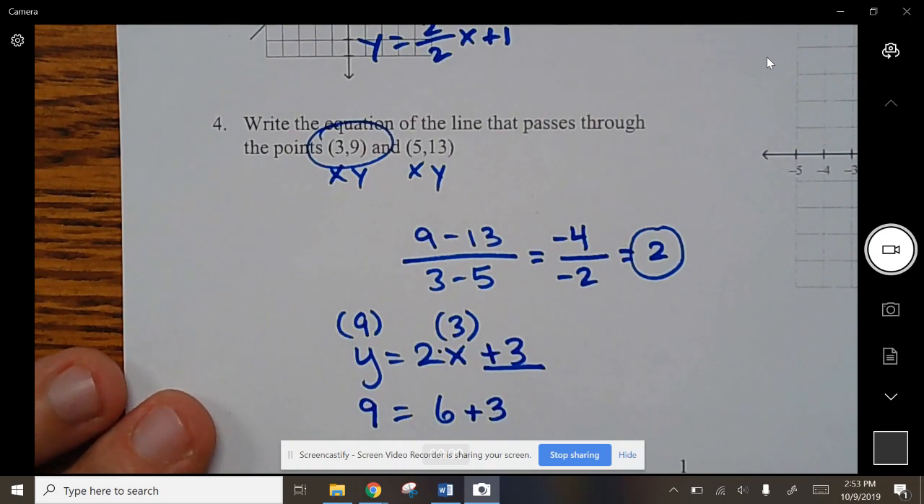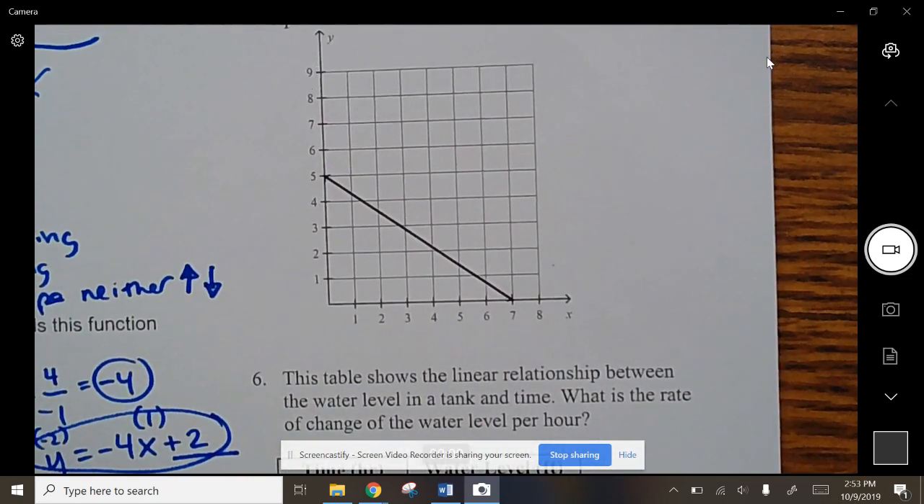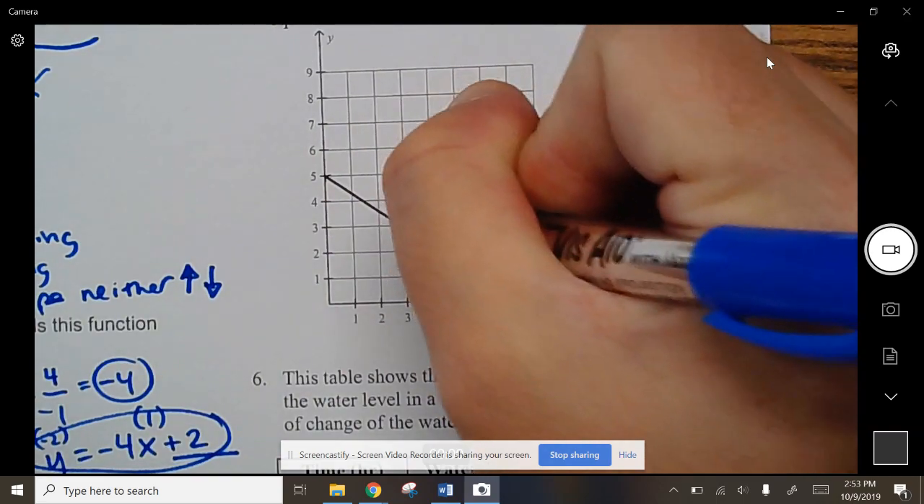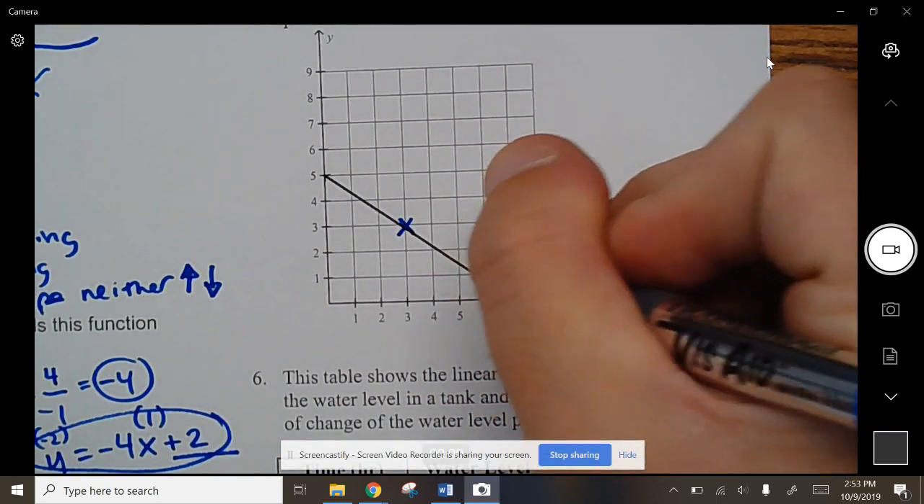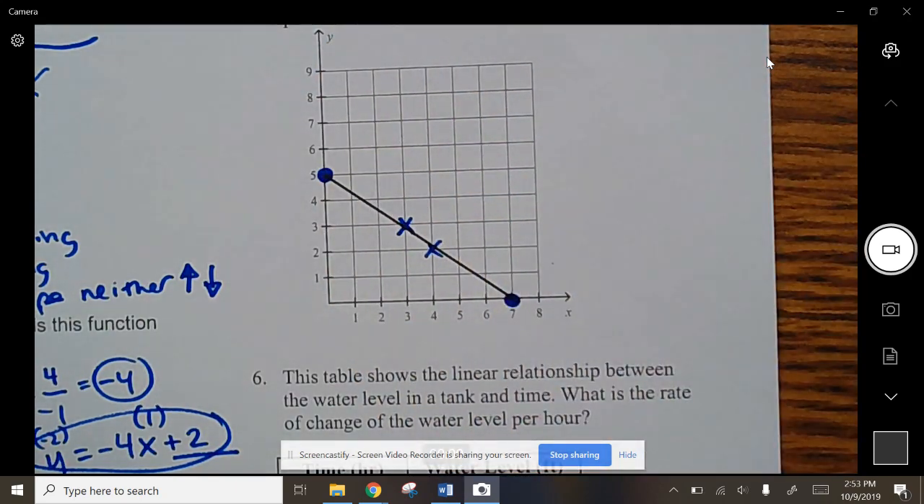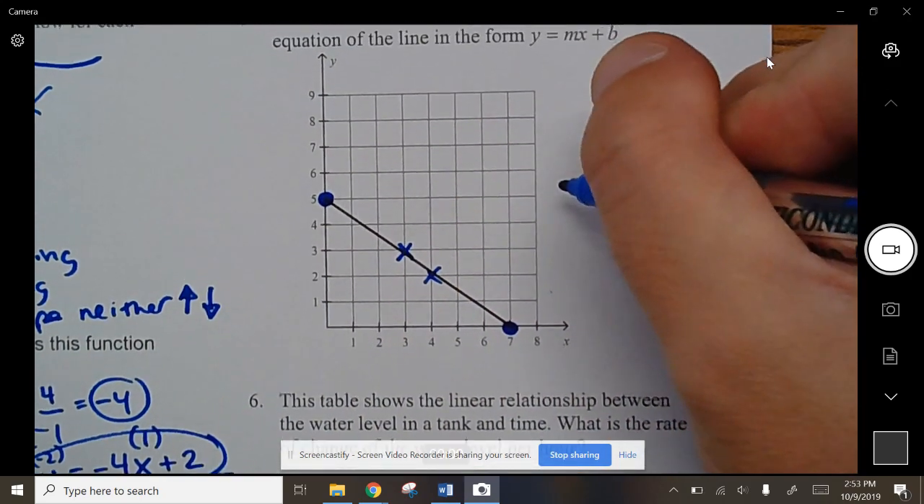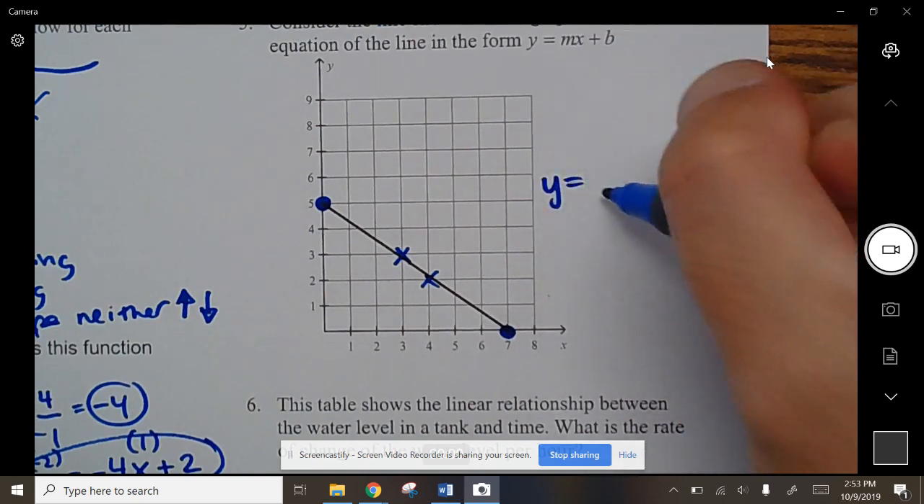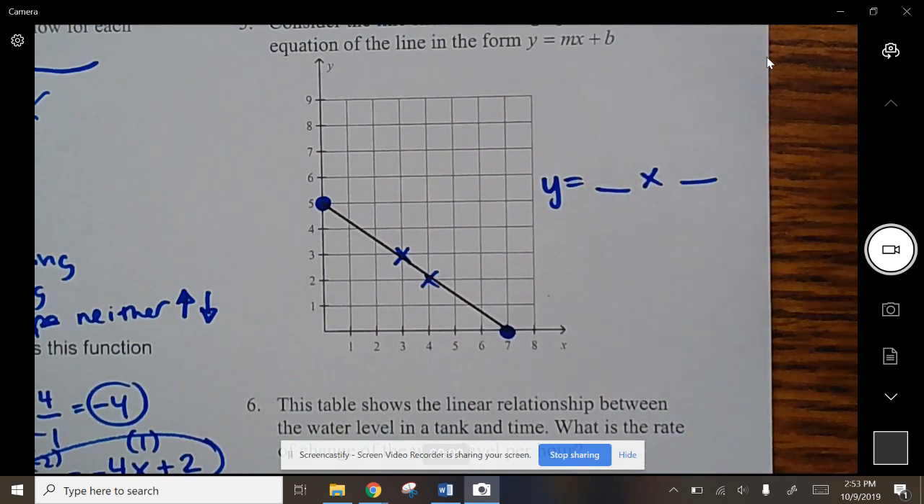Okay. Number 5. It's kind of tough exactly to see. It almost thinks that that's not a point right there. All right. Don't think that's a point. It's not a point there either. Your points are right here and right here on your intercepts. It's kind of tough to see, but write this in the proper form. Y equals, it's at plus 5.